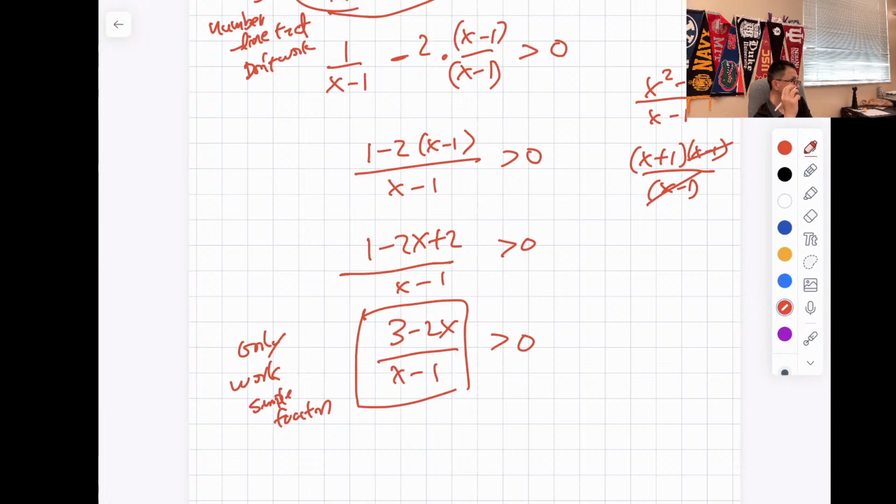Questions? So you can get compound inequality. Does that make sense? Okay.